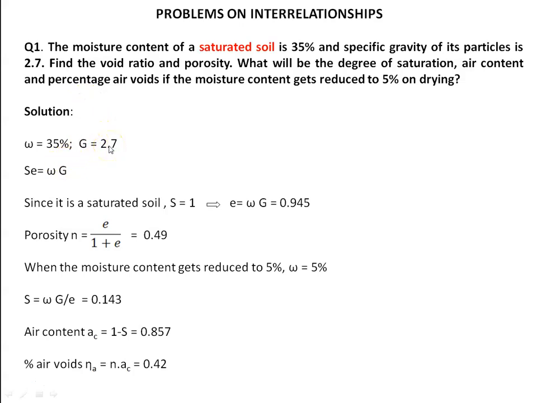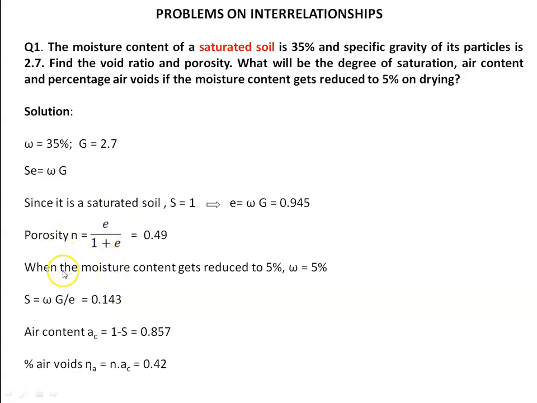And it is also mentioned that the soil is saturated. That means degree of saturation equal to 1. So when the degree of saturation equals 1, then we can use the interrelationship S = wG, where S = 1, so that void ratio e equals water content multiplied by specific gravity of soil. Then, knowing the value of void ratio, we can find the porosity using the equation n = e/(1+e), so that we can estimate the porosity of the soil.